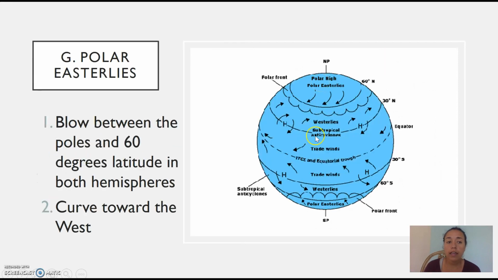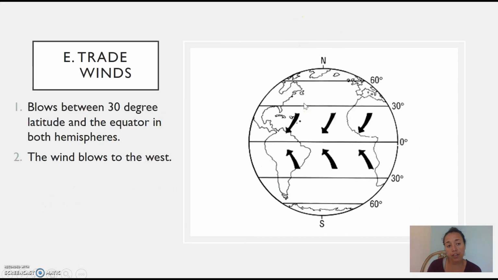The last one is called the polar easterlies. Again, it's going to happen in both the northern and southern hemispheres, and it blows from the poles to 60 degrees, and it's going to curve towards the west again. The reason they alternate is due to the pressure systems. That's just the way the pressure works. Another thing I forgot to say is it's called the trade winds because when Europe was traveling, they used those winds, and that's actually why they ended up in the New World.